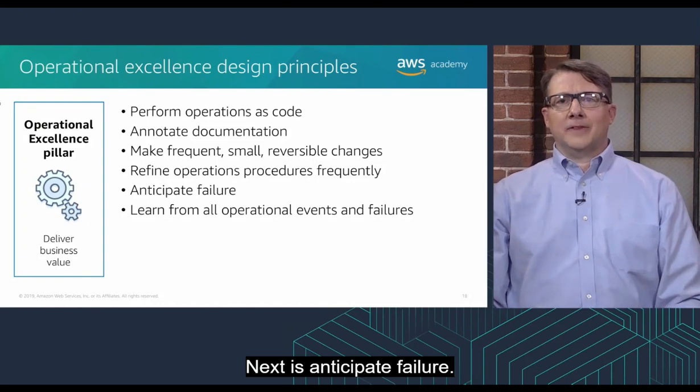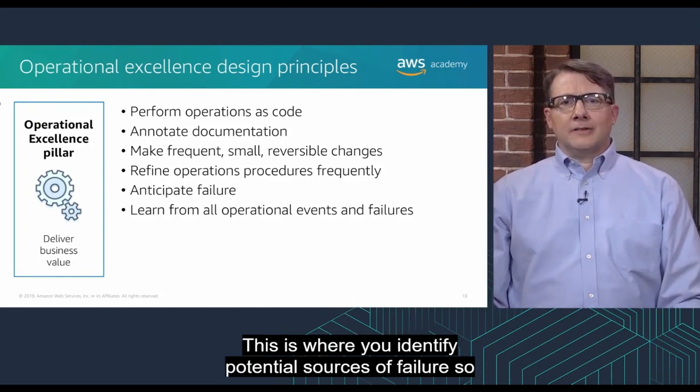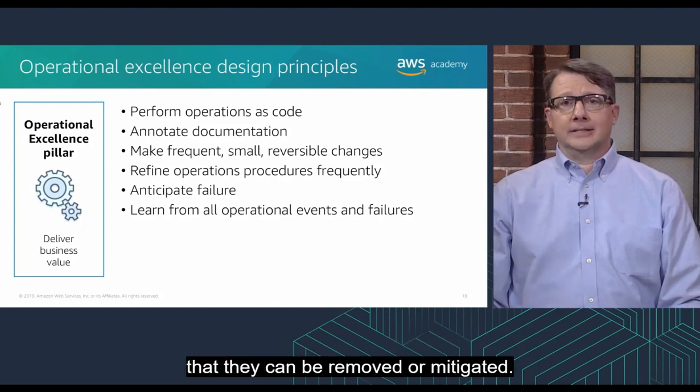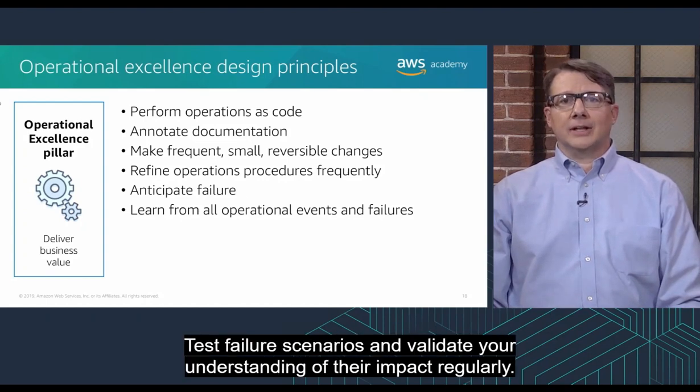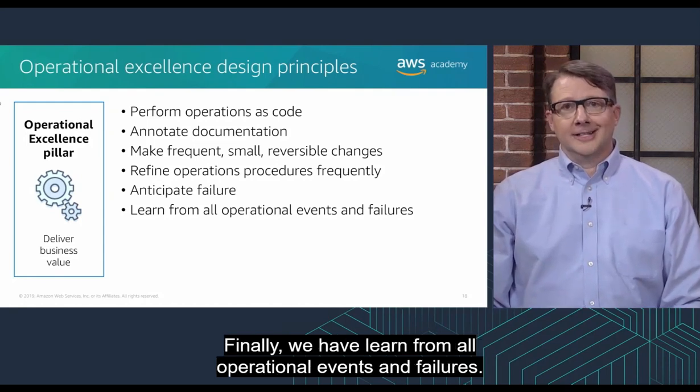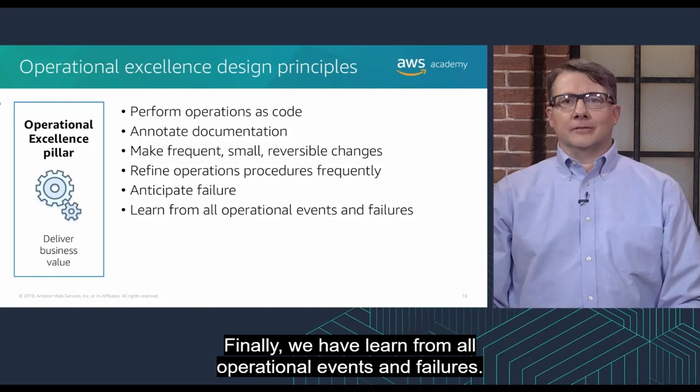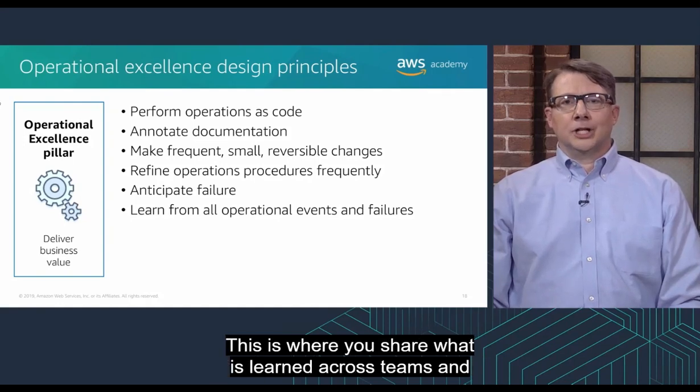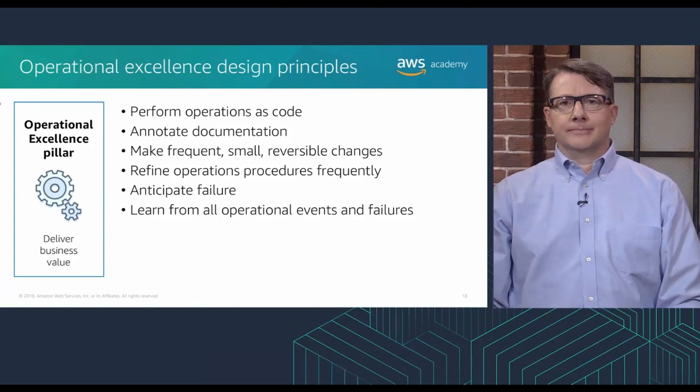Next is anticipate failure. This is where you identify potential sources of failure so that they can be removed or mitigated. Test failure scenarios and validate your understanding of their impact regularly. Finally, we have learn from all operational events and failures. This is where you share what is learned across teams and throughout the entire organization.